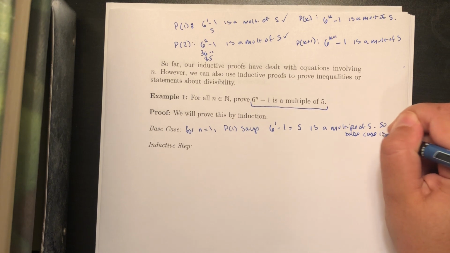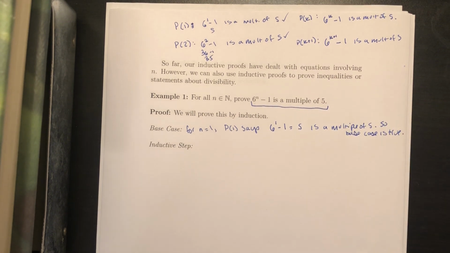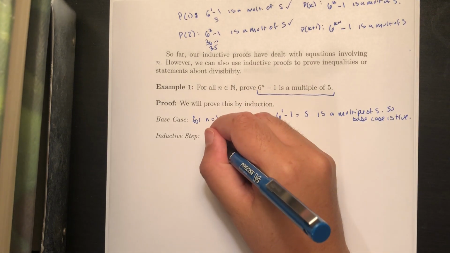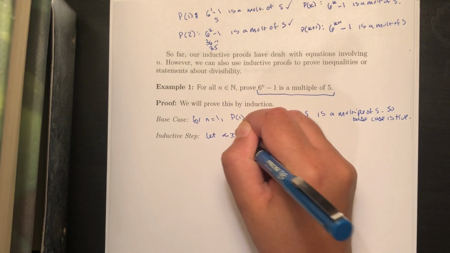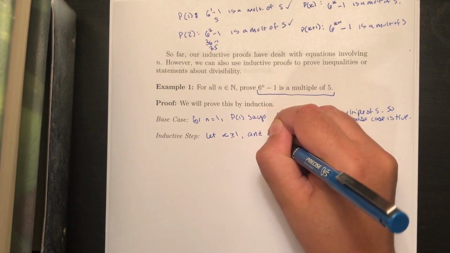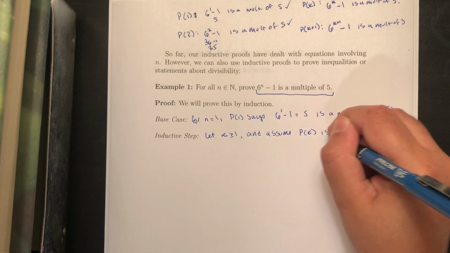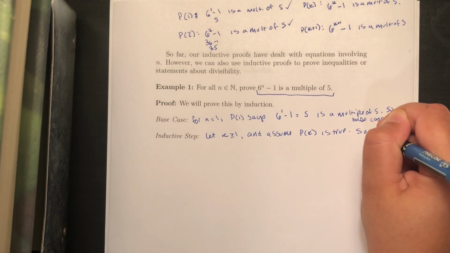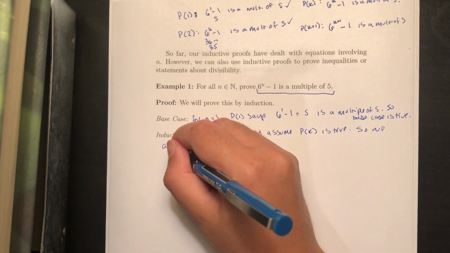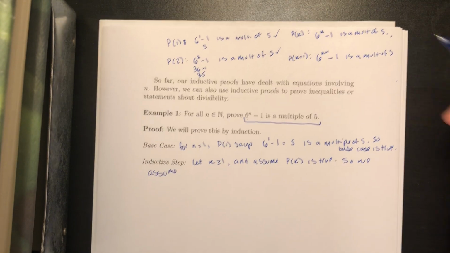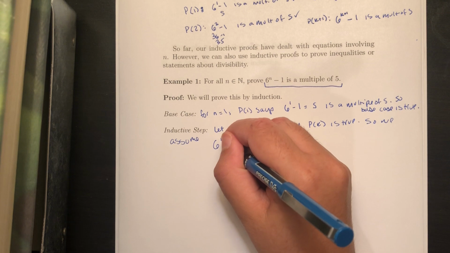Remember, the base case is usually pretty easy to do. The inductive step is where things get harder. So for the inductive step, we need to let k be some natural number greater than or equal to 1 and assume that P of k is true. So we assume that, remember what P of k said, it said 6 to the k minus 1 is a multiple of 5.